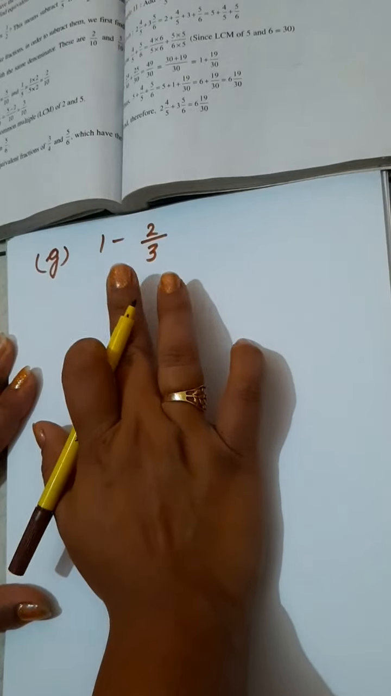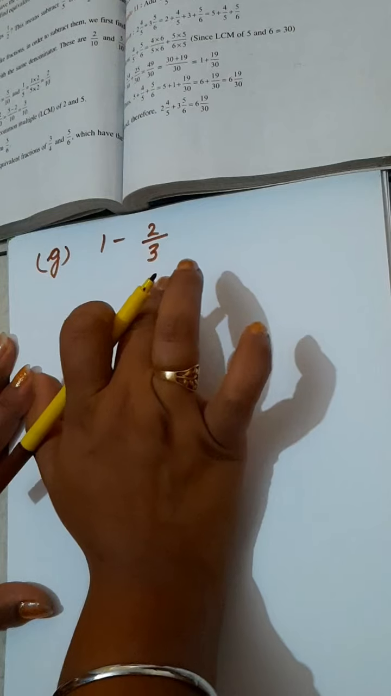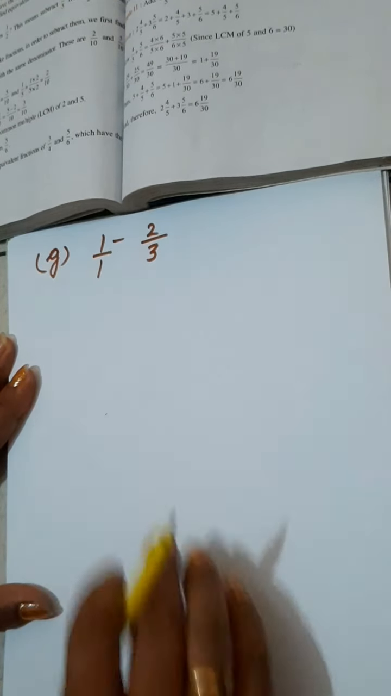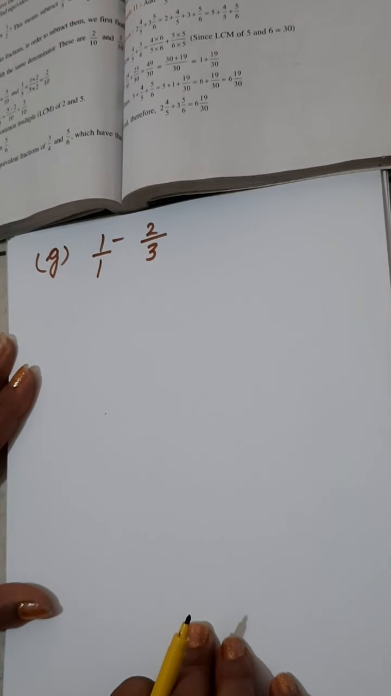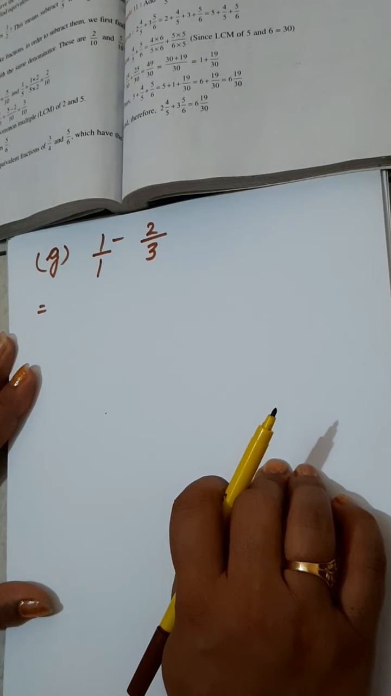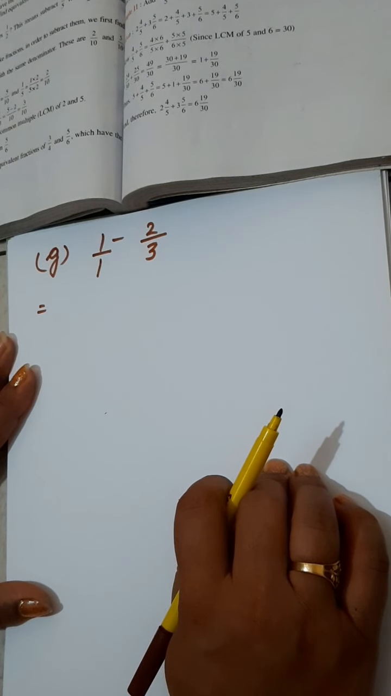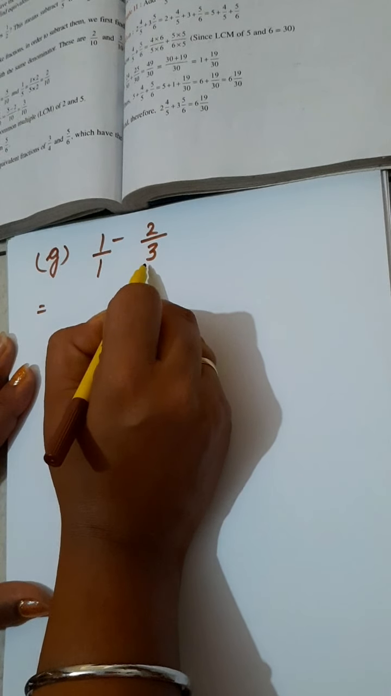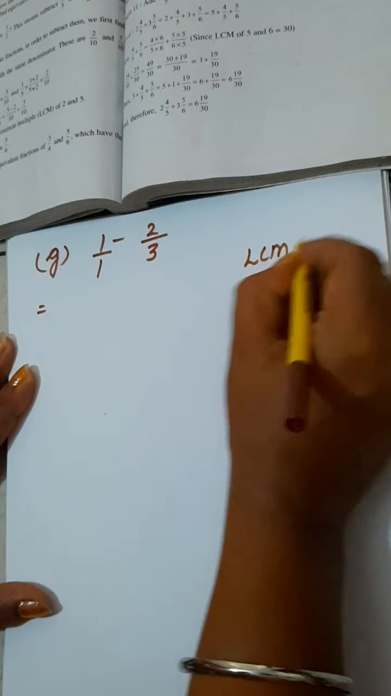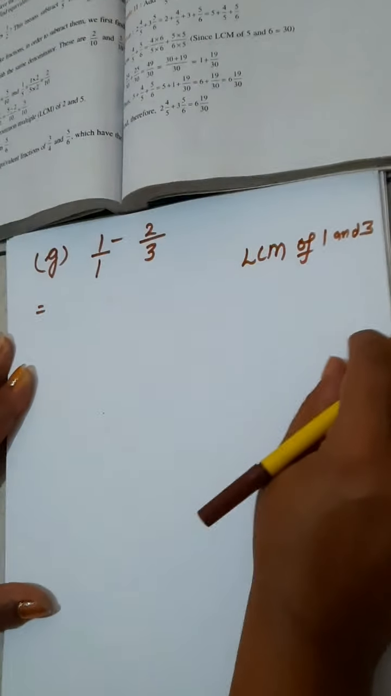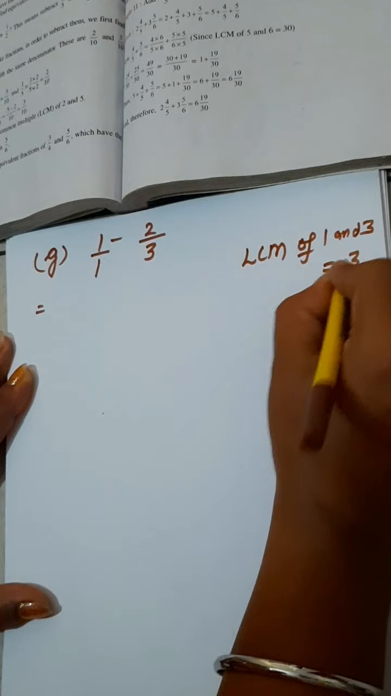Now next I have this G part. G part is 1 minus 2 upon 3. I can write this 1 as 1 upon 1, as this is also a fraction. Now you have to subtract it, and we know that whenever you have to subtract two fractions, the denominator should be same. Now here we have 1 and here we have 3. For this you have to take LCM of the denominators, that is LCM of 1 and 3. And here LCM of 1 and 3 is 3.